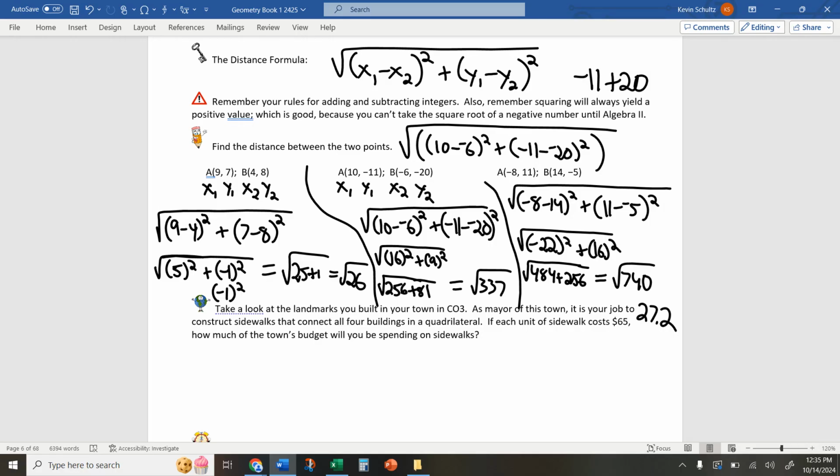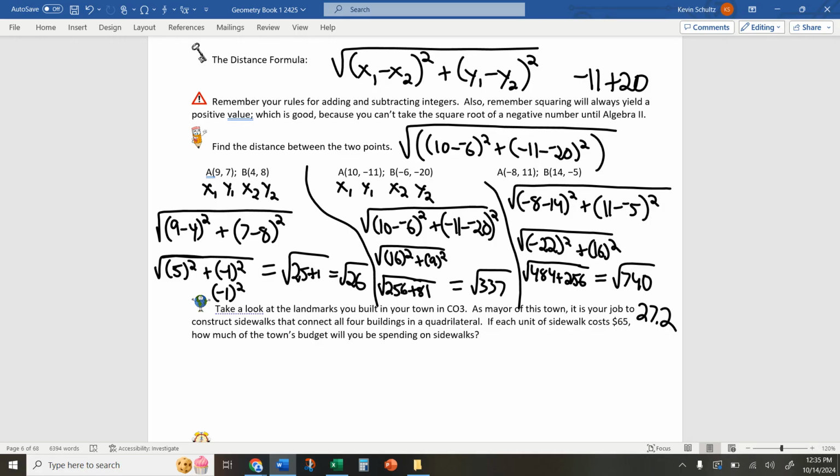So can we just do decimal for everything, unless it says write your answer in simplest radical form? So on my calculator, I'm doing negative 22 squared, and it's giving me a negative. Are you putting parentheses around negative 22? No? You have to.